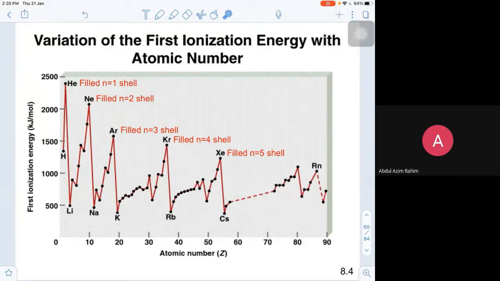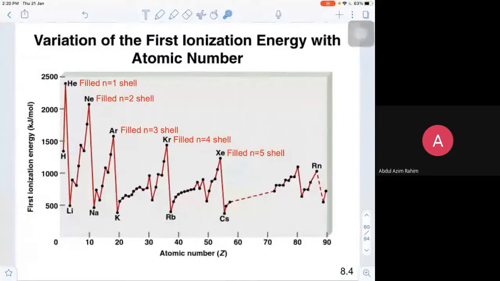The size decreases from sodium to argon of period 3. Then we observe that the first ionization energy increases across the period. If you look at the group 1 elements, lithium, sodium, potassium, rubidium, cesium, we observe that the trend decreases, because lithium is the smallest one, cesium is the biggest. So the bigger the size, the lower the first ionization energy.